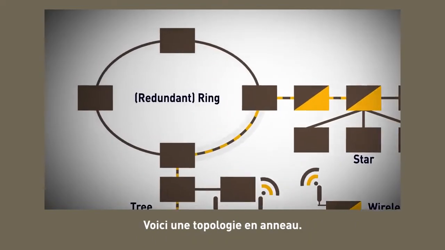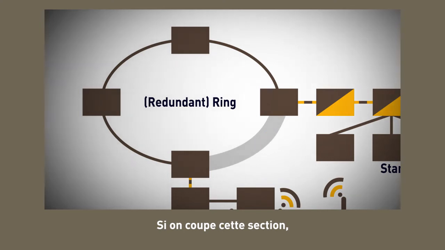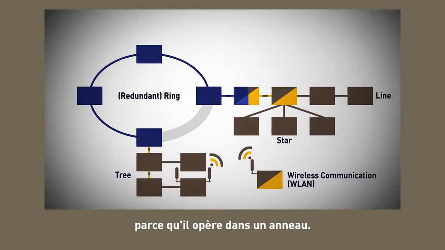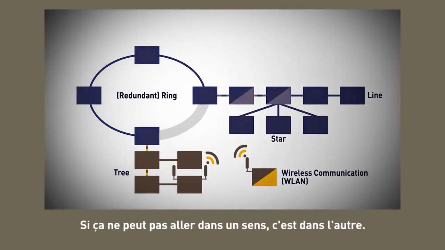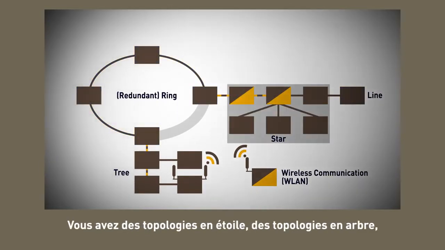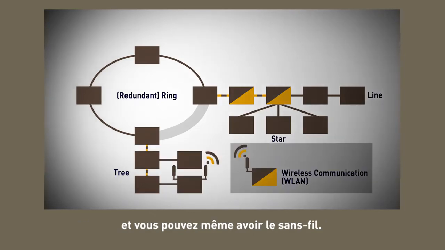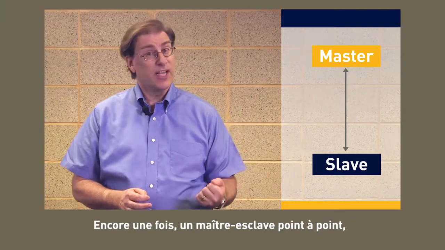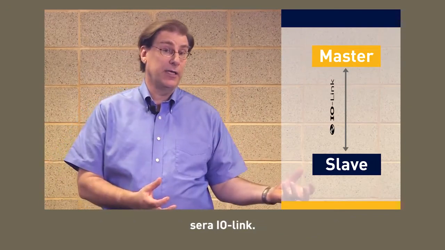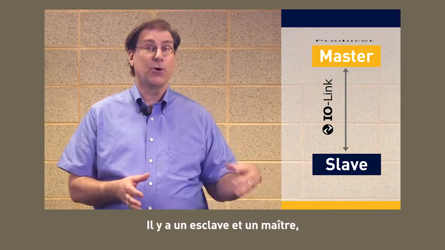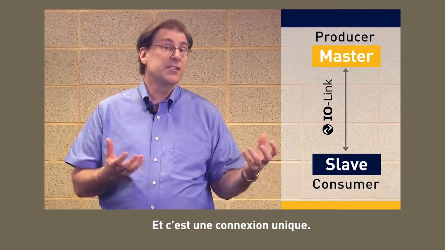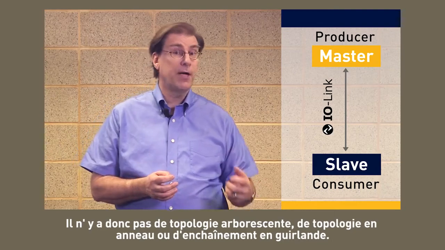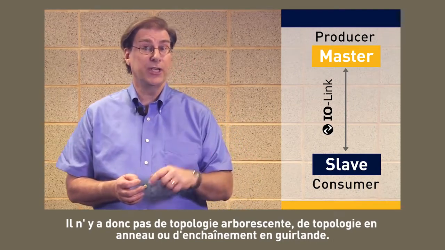This is a ring topology. Say we cut that section. Information could still flow to all the different nodes because of the ring. If it can't go one way, it goes the other way. You have star topologies, you have tree topologies, and you can even have wireless. Again, a point-to-point master I/O slave is going to be I/O-Link. It has a slave and a master, or a producer and consumer, and it's a single point connection. So it doesn't have any tree topology, ring topology, or daisy chaining.